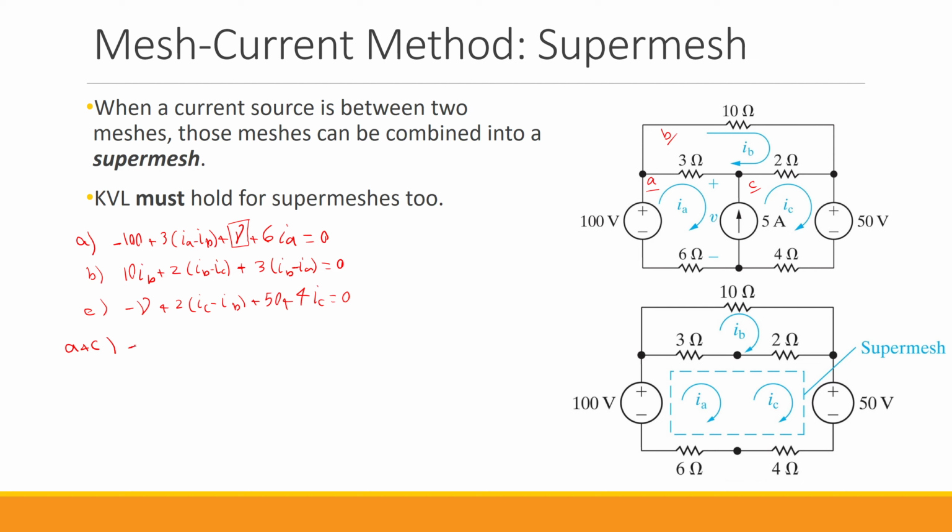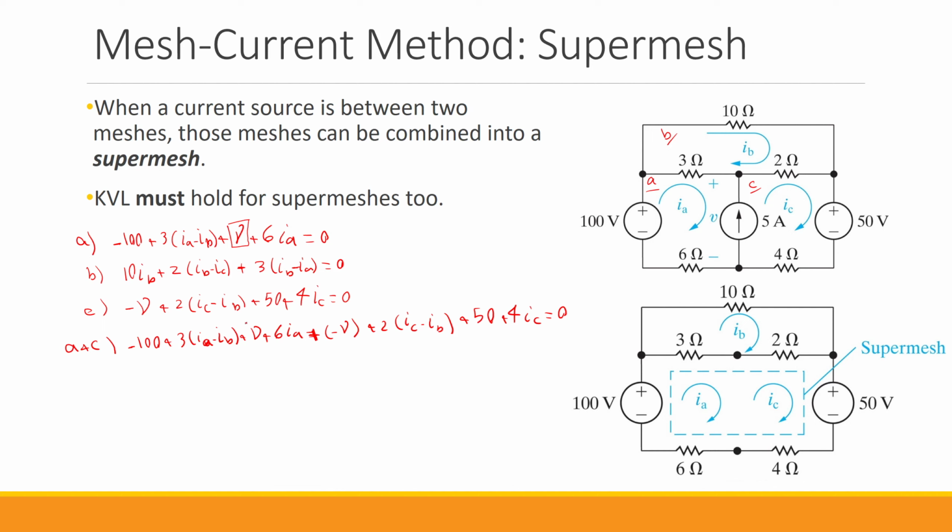We have negative 100 plus 3(IA minus IB) plus V plus 6IA, plus negative V, plus 2IC minus IB, plus 50 plus 4IC equals 0.